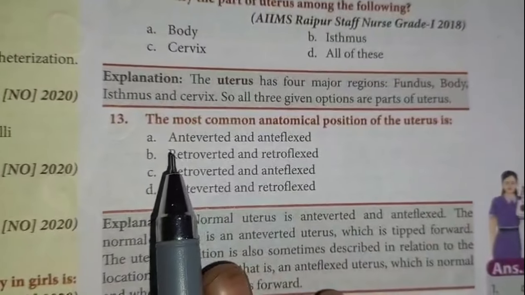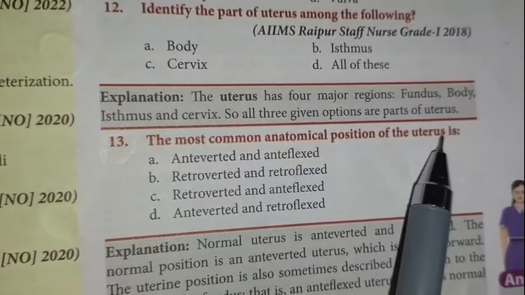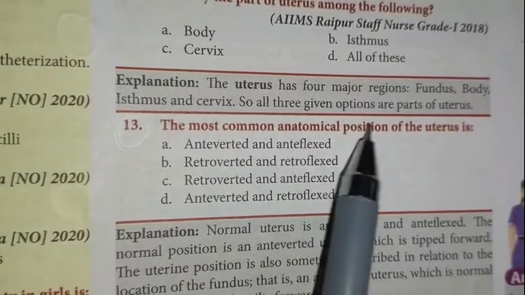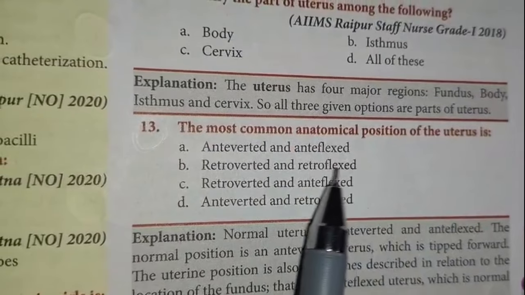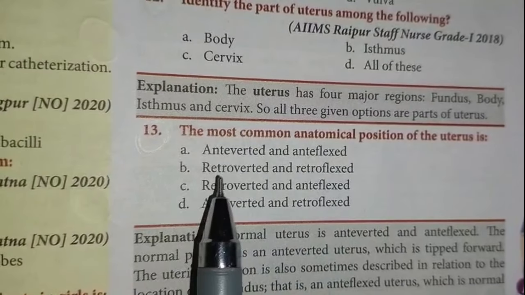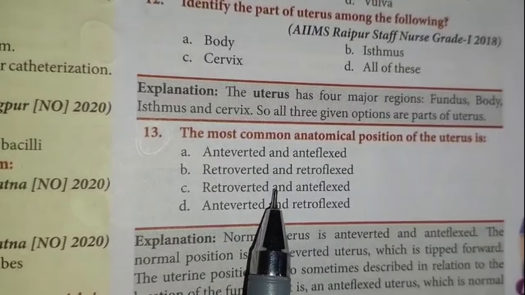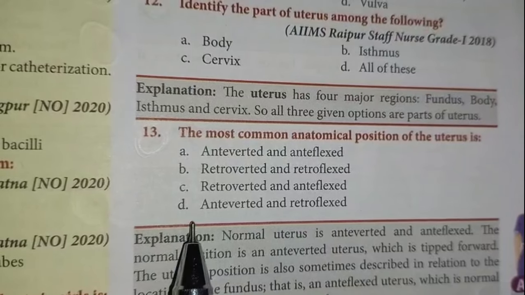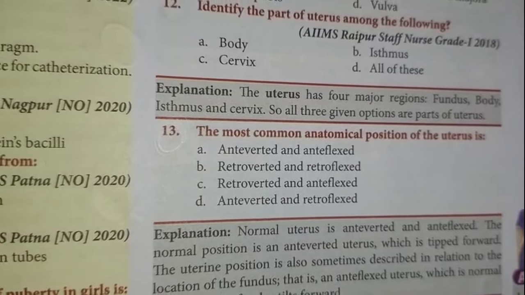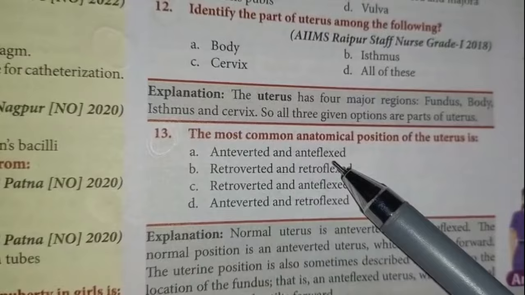And the next important question is, the most common anatomical position of the uterus is. Once again, the most common anatomical position of the uterus is option A anteverted and anteflexed, option B retroverted and retroflexed, option C retroverted and anteflexed, and option D anteverted and retroflexed. And the correct answer is option A anteverted and anteflexed.